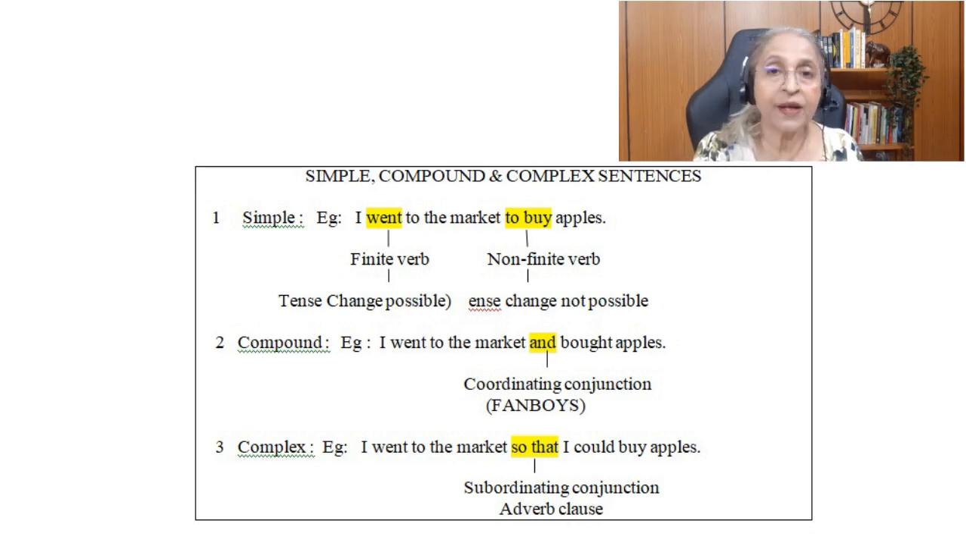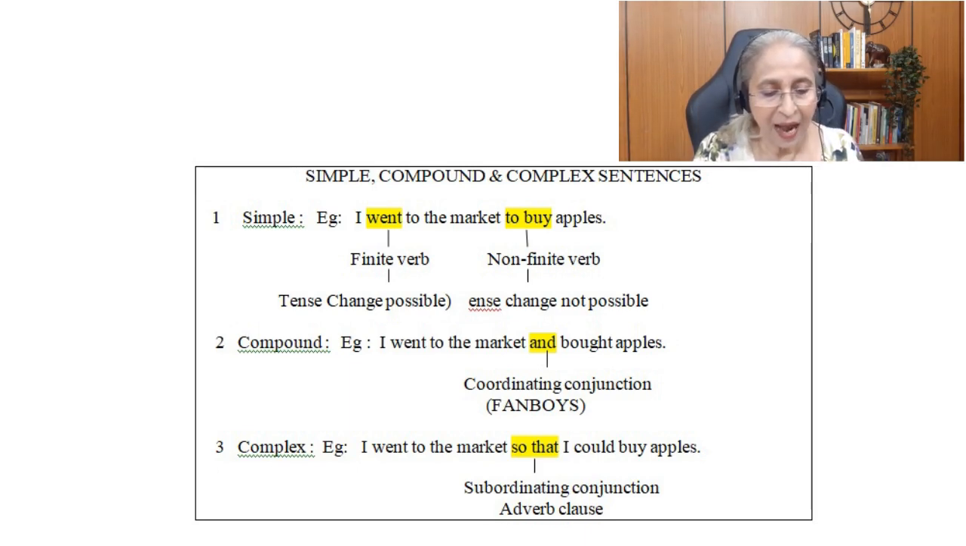All right. Now what happens with compound sentences? Example, I went to the market and bought apples. Basically, this sentence contains two parts, and both are independent parts. For instance, I went to the market, and the second sentence being, I bought apples. So, a compound sentence has two equal parts, and both the parts contain finite verbs. For instance, went is a finite verb and bought is also a finite verb because you can change the tense.